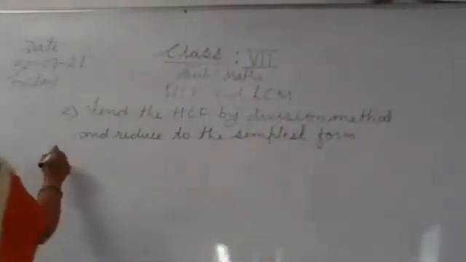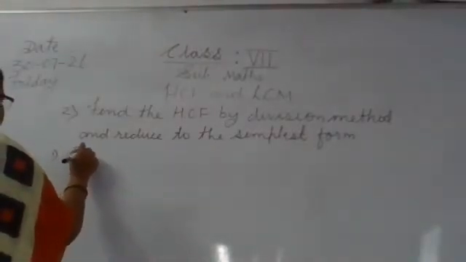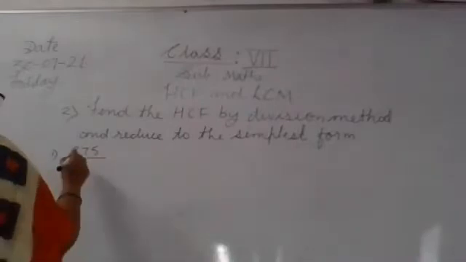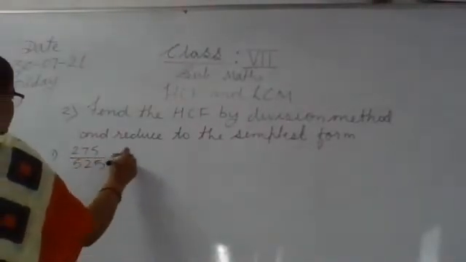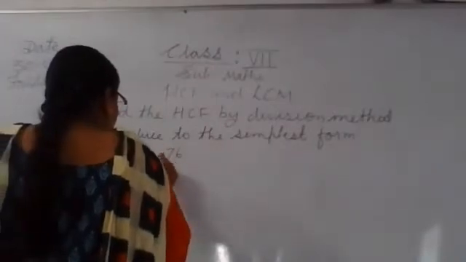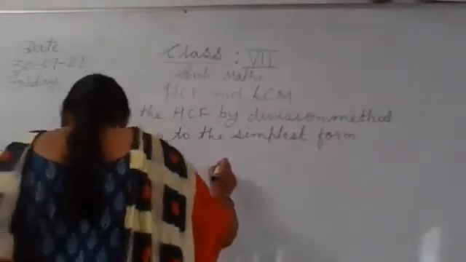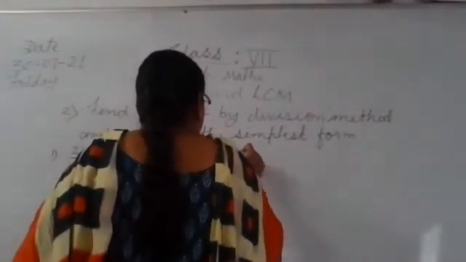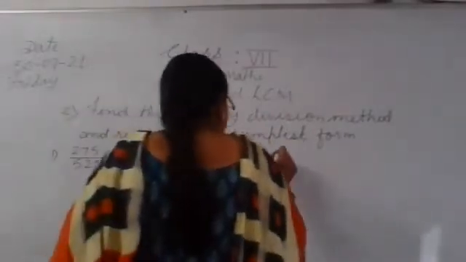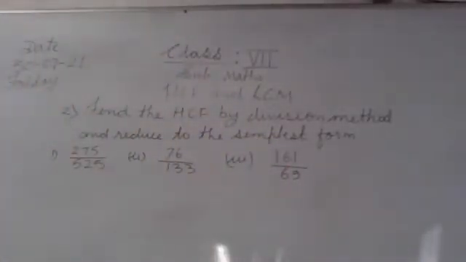Question number 1 is 275 divided by 525. Second, 76 divided by 133. And the third one, 161 divided by 69. So let's see question number 1.